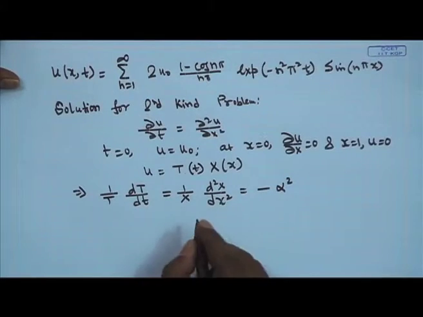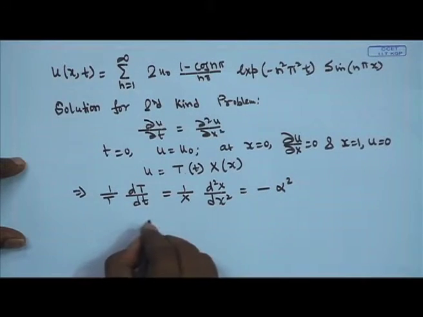They will be equal to some constant, and that constant can be 0, can be positive, can be negative. We have seen earlier that if it is 0 or positive, then we will be getting a trivial solution. So this constant has to be a negative constant. So this has to be equal to minus alpha square.